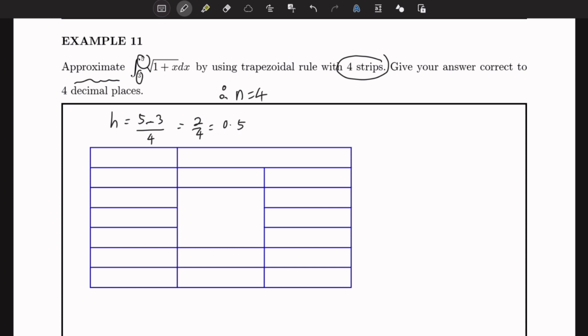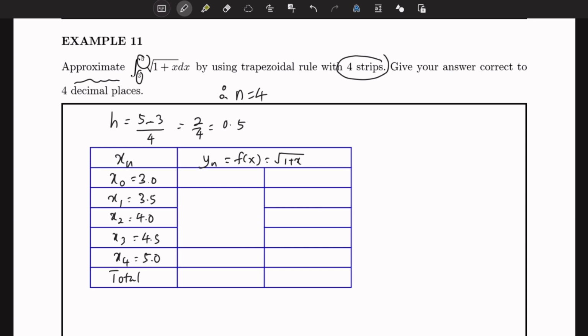So we have a table here. This is your xn, and this is your yn, which is f(x), that will be the square root of 1 plus x. So x0 starts with 3.0, x1 will be 3.5, x2 will be 4.0, x3 is 4.5, and then x4 will be 5.0. The last row again will be the total.